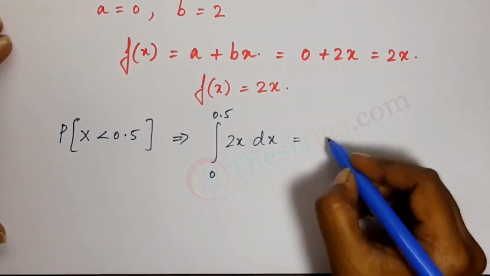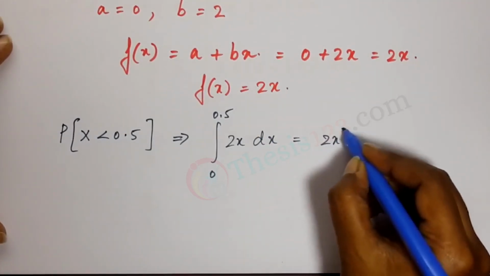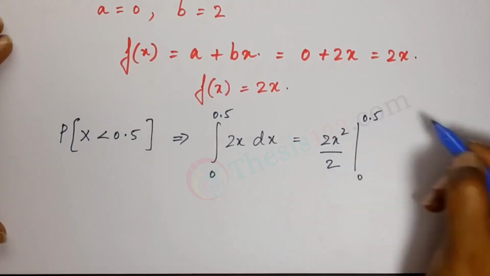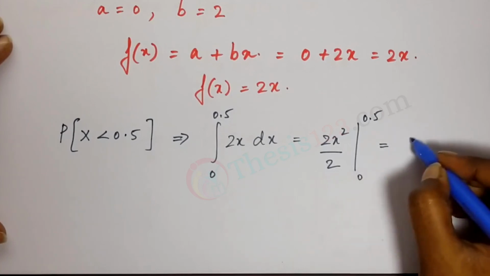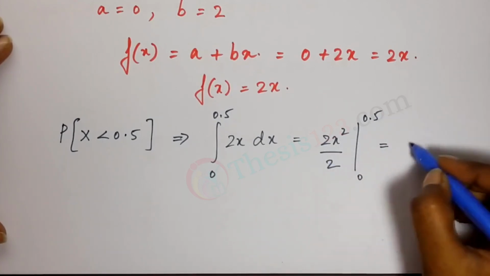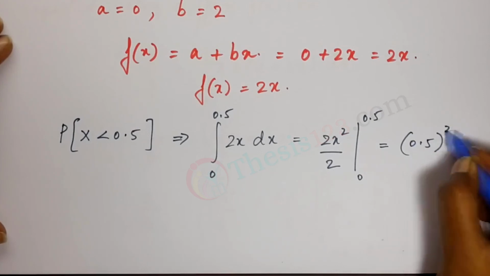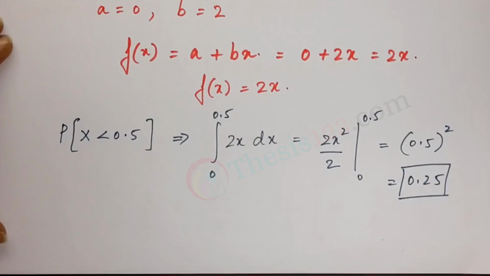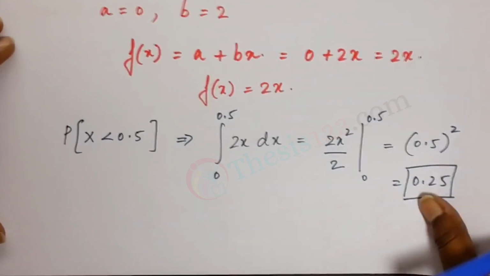So this gives us 2x squared by 2 at 0 to 0.5, which further gives us x squared, so that's 0.5 squared, which is 0.25. So this is our final answer here, 0.25.